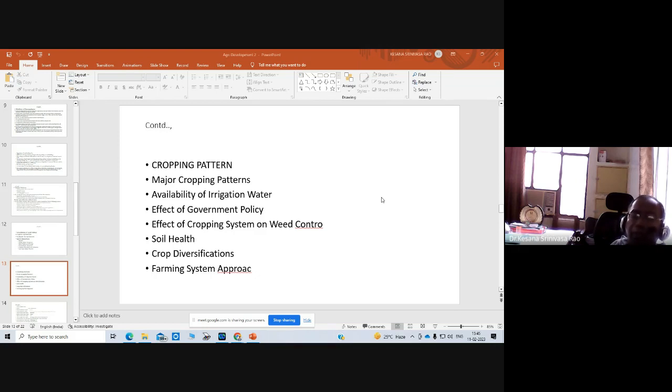Availability of irrigation water, effect of government policy. Policies matter because the government is in a position to declare a crop holiday. When the land is losing its fertility, or there is soil erosion, or climatic conditions are not favorable, or drought conditions are taking place, the government can take some type of policies, and that effect is also there on overall agriculture development.